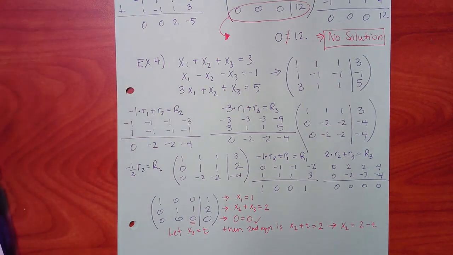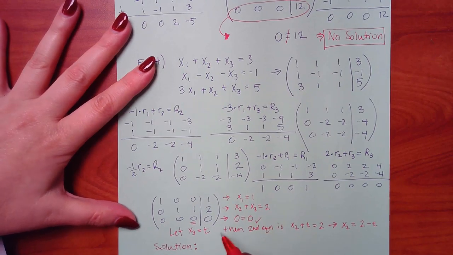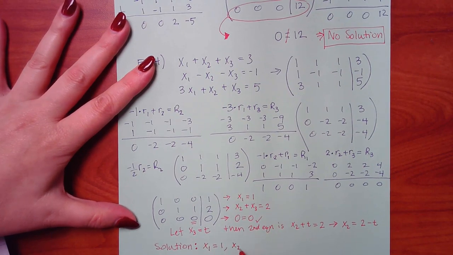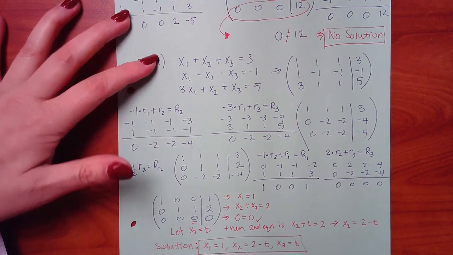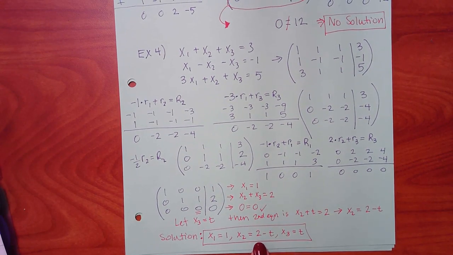So your answer is going to look like this. It is infinitely many solutions. x1 equals 1, x2 equals 2 minus t, and x3 equals t. This is the solution. And then sometimes the books say t is arbitrary, which means t can be anything. That's why there's an infinite number of solutions. But the solutions have to have a specific relationship. And the relationship is that no matter what number you use, this one will be 2 minus that number, okay? So even though there are infinitely many solutions, they have a specific kind of relationship with each other. Okay?